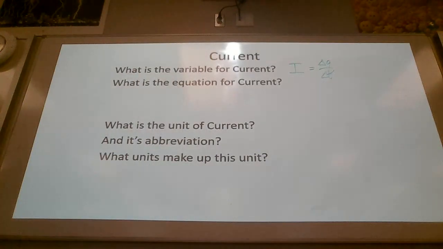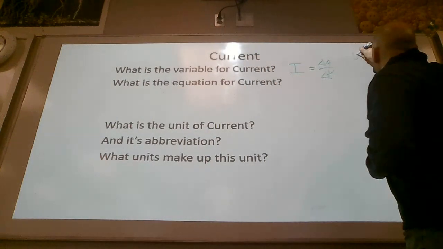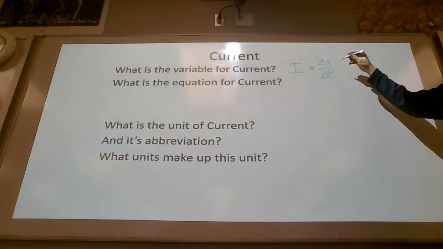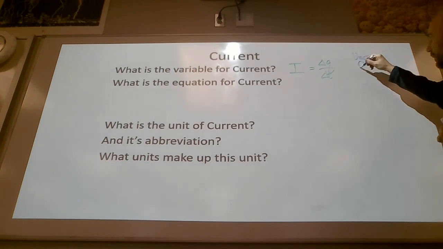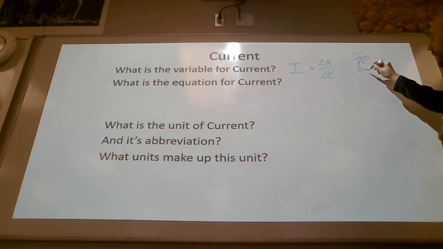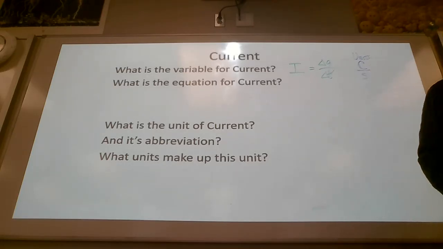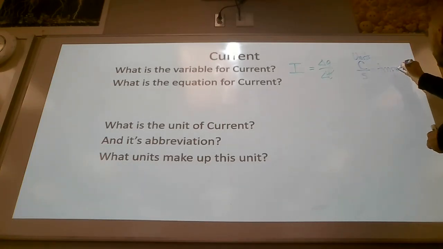So the units on this, what's the unit for Q? Charge. So the unit is coulomb, and the unit for time is seconds. A coulomb per second is equal to an ampere, and we call those amps for short. The symbol for that is a capital A.